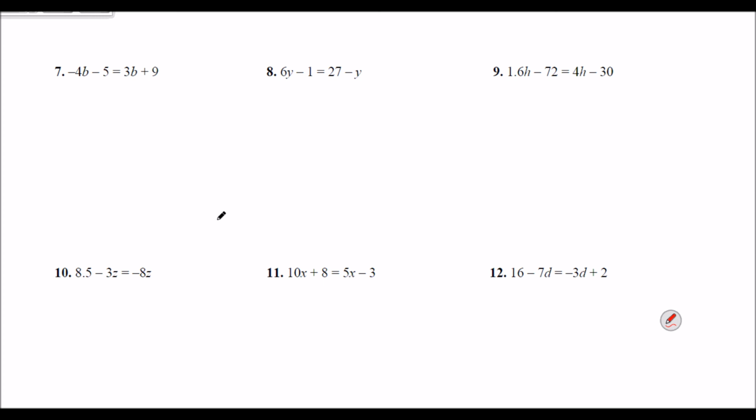Okay? Number 7, we've got negative 4b in comparison to positive 3b. So the negative 4b is what needs to move by using addition.